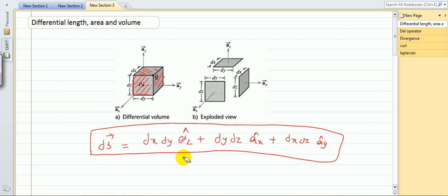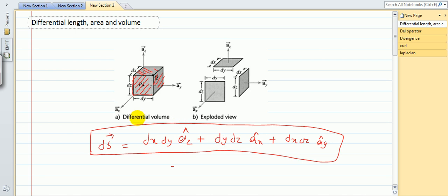We don't need to use all of these, like dx dy, for every problem. We will require only dx dy or dy dz. If I take a surface like this, I will require only dy dz ax cap for this surface. So depending on the problem, we will see what we require from the differential surface area vector.